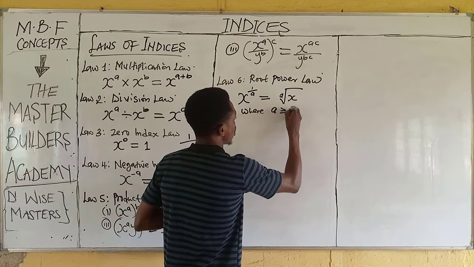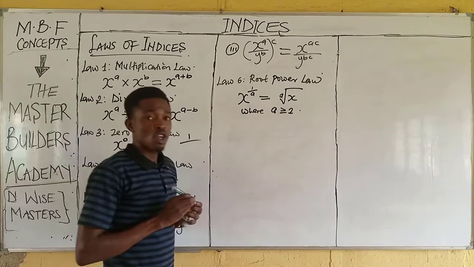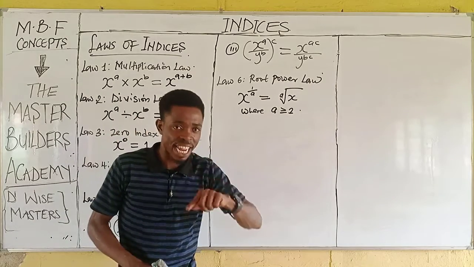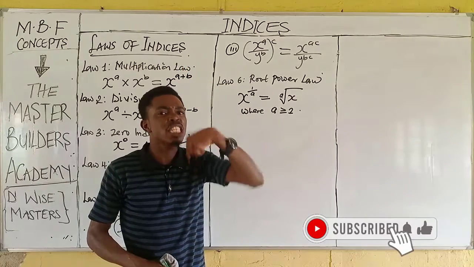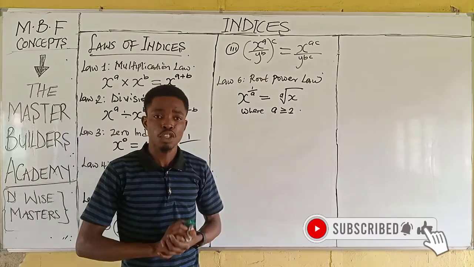a is greater than or equal to 2. So the least value of a here is 2. Hope I've made myself clear. The least power of a here is 2.